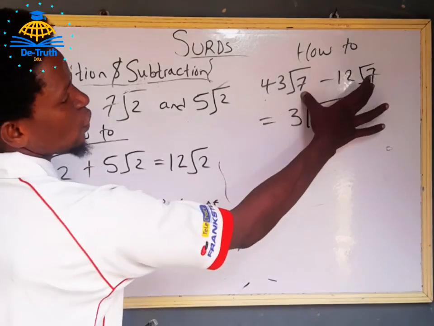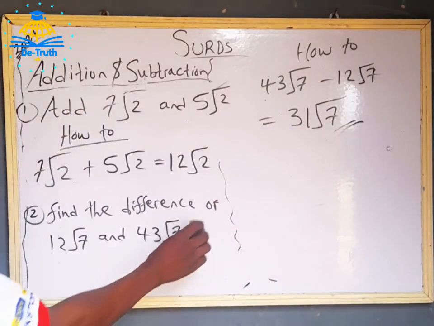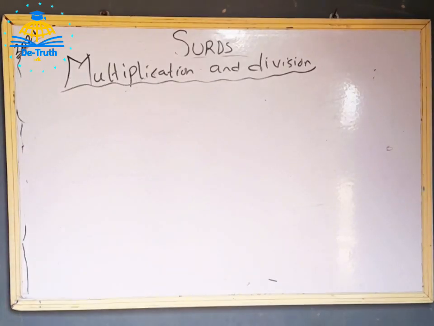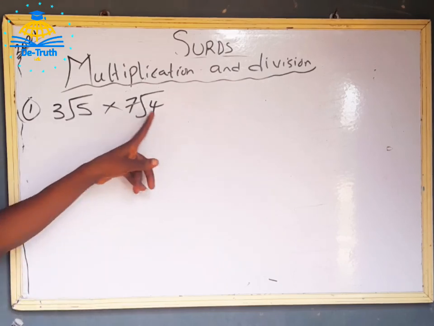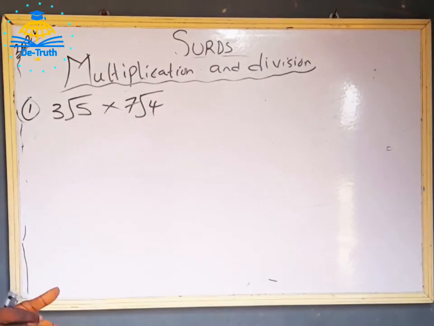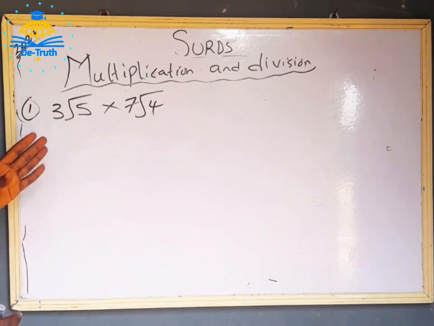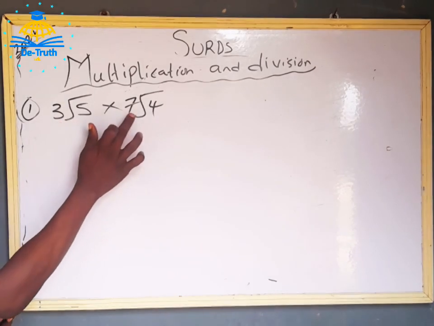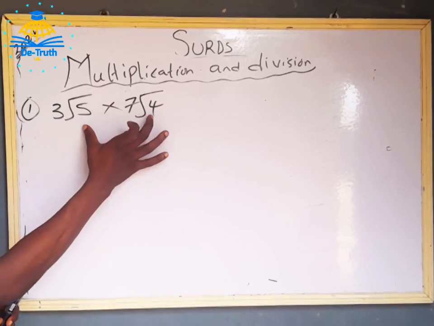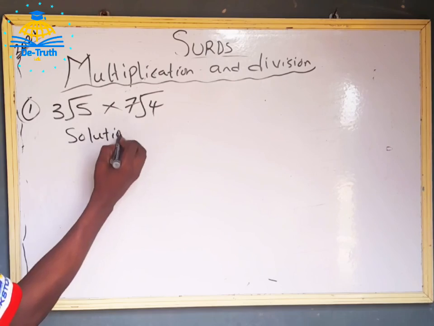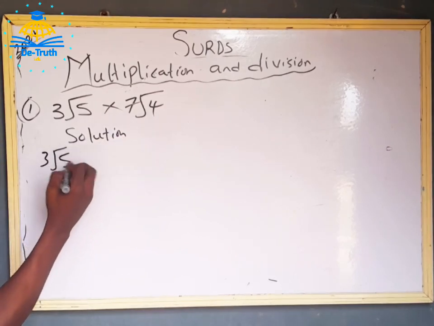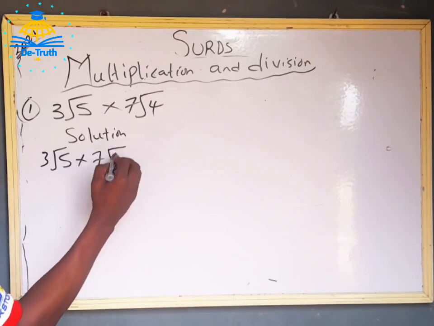Multiplication and division. Unlike the last subtopic we checked, which is the addition and subtraction, which must have the same number in the root before we can add or subtract, this one doesn't matter whatever we have outside or inside the root. What I'm going to do is just to multiply the numbers outside the root together, then multiply the numbers inside the root together. So we have 3 root 5 times 7 root 4.